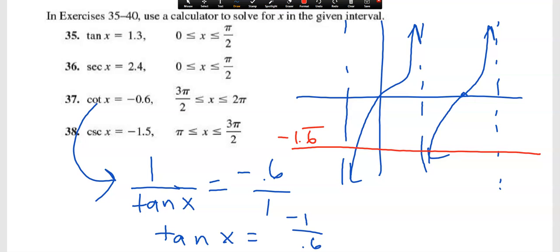Okay. And we want to find an answer according to this, which is between 3 pi over 2 and 2 pi. On my graph, where would that be? Is it this one right here that I just circled in red? No, it can't be, right? Because that's going in the negative direction. Is it the second one I circled in red?